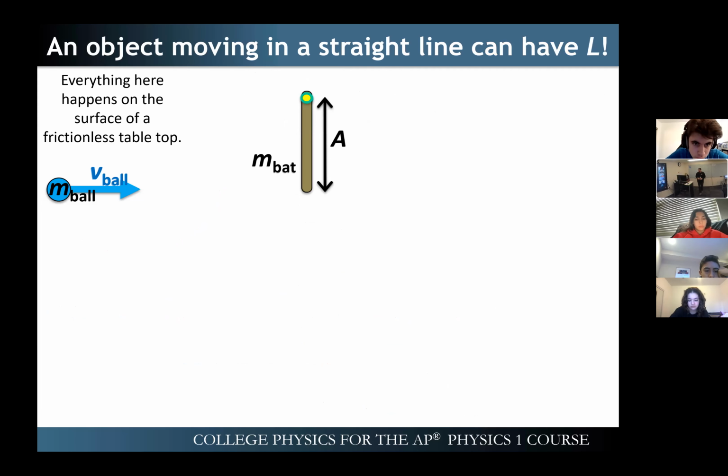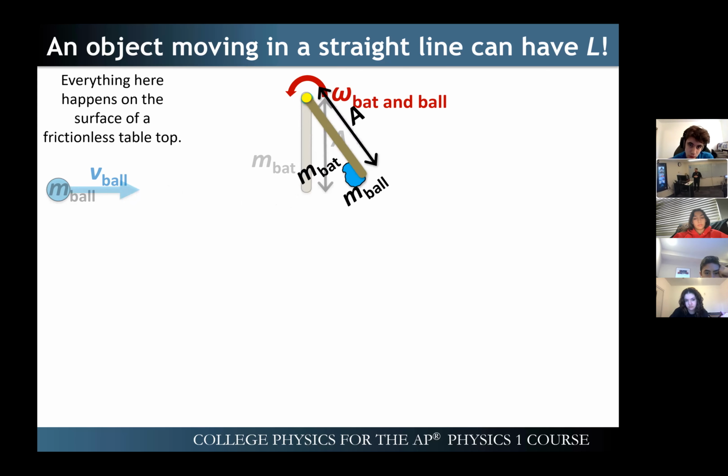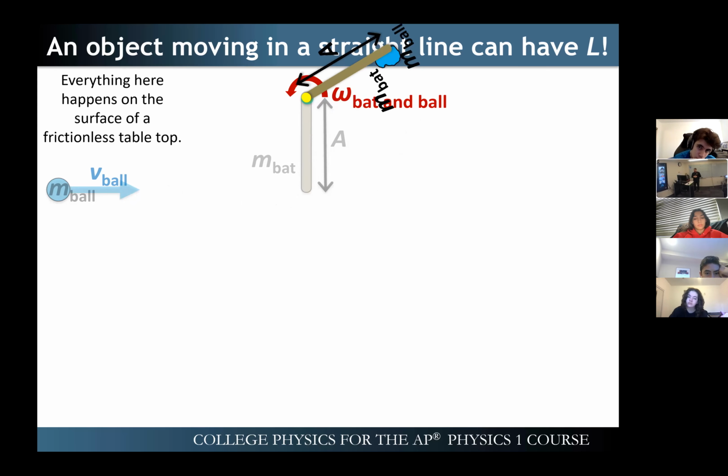Okay, and this bat has some kind of a pin or a bolt through one end of it that's fixed to the table. So that end where the little yellow circle is, that can't move. It's fixed to the table. But the table itself is frictionless. We're in this magical world where there's no friction. And then we've got this ball that is moving along, and it's made of some clay or Play-Doh. And when it hits the bat, it sticks to it. And then they both start to rotate because the ball's stuck to it.